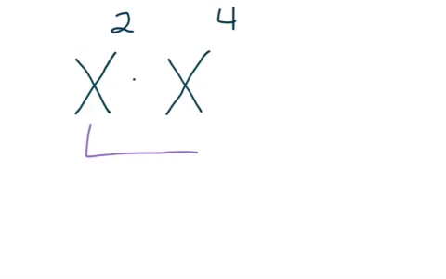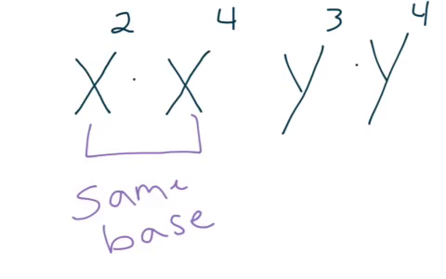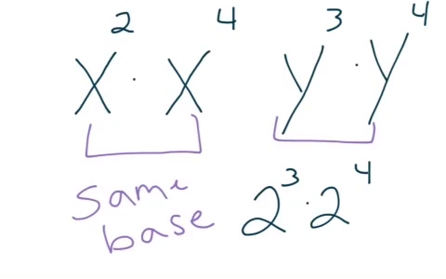So the product rule means that when you have two different exponential expressions, you add the exponents. They have to have the same base. So this will only work if we're talking about an x to some power times an x to some power, or let's say a y to some power times a y to some power, or even a number. Let's say here 2 to the third times 2 to the 4th. So in all of these cases, the base has to be the same.